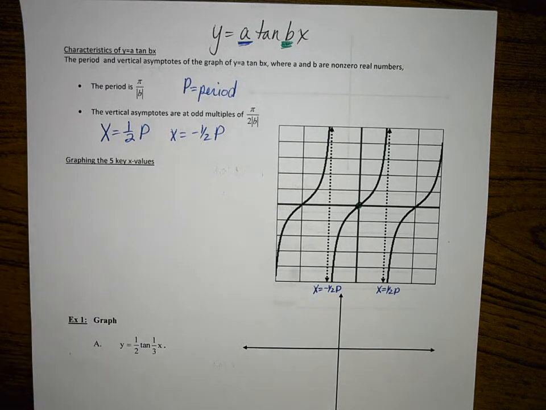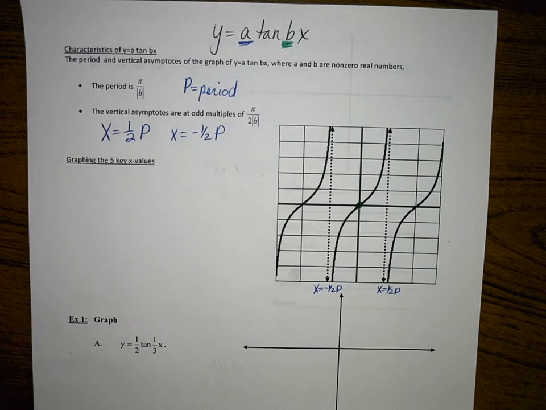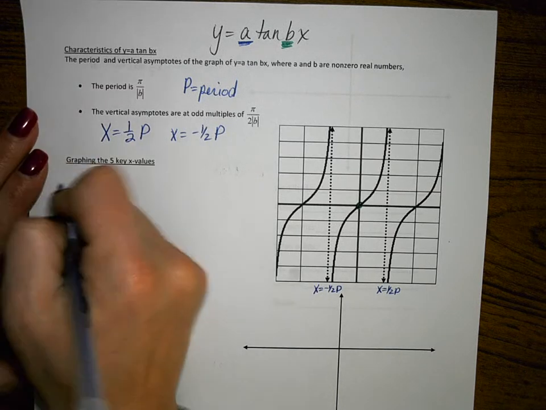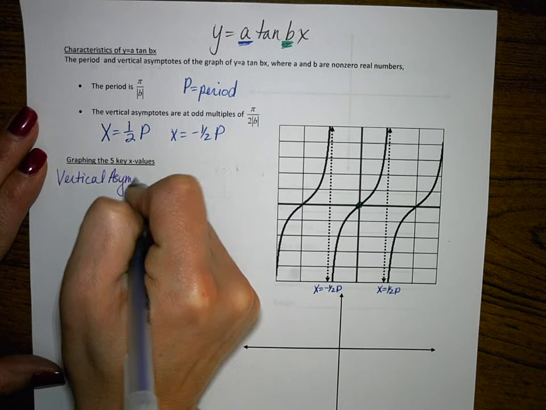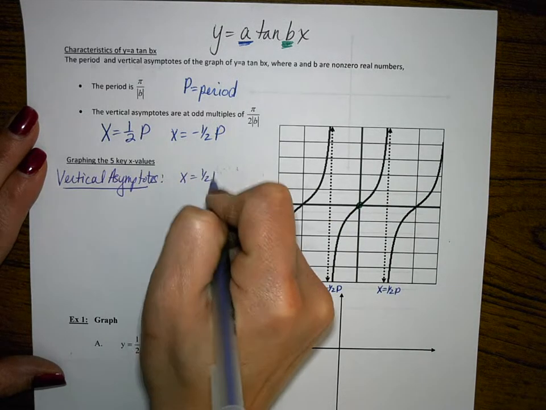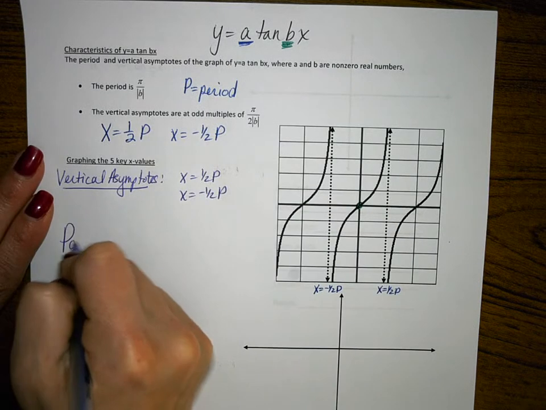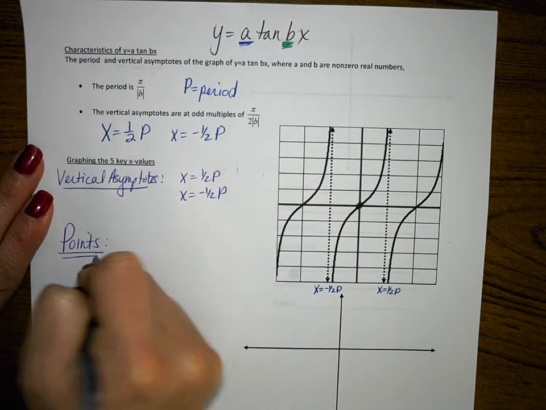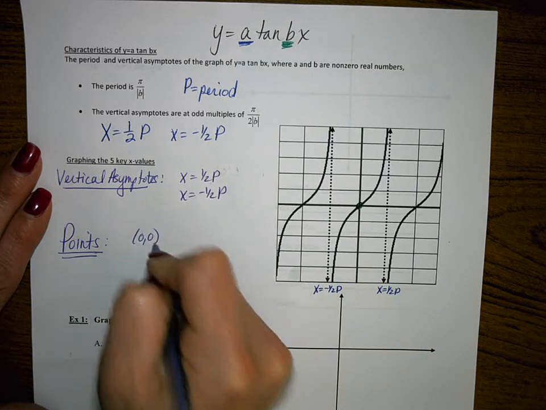So when it says to graph your 5 key values, 5 key values do not mean points when we're dealing with tangent. It means 5 key x values. What happens at 5 key places for x? Well, first of all, 2 key things are my vertical asymptotes. So x is equal to a half of the period and x is equal to negative a half of the period. Then there are going to be 3 points that I'm going to graph. Now we already commented that one of those points is going to be 0, 0.